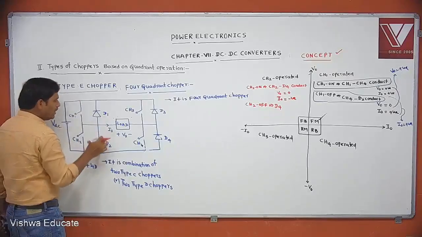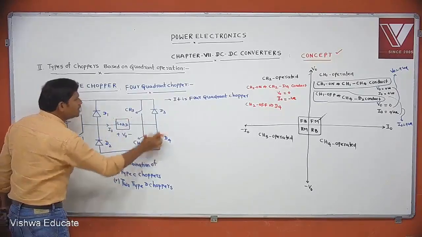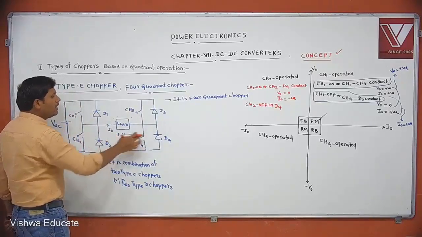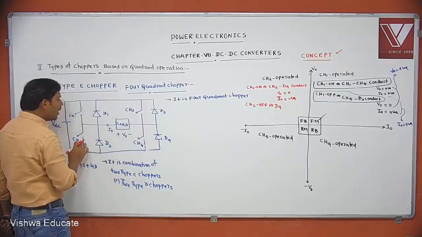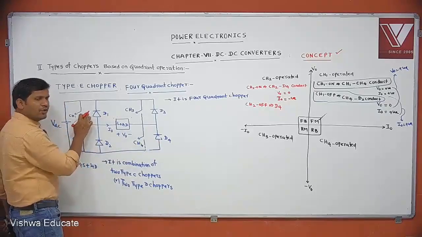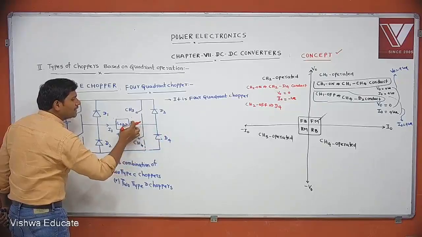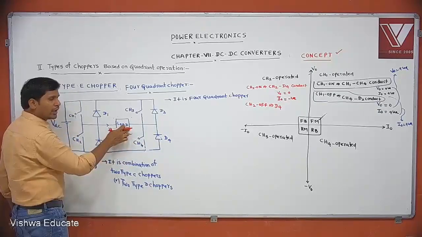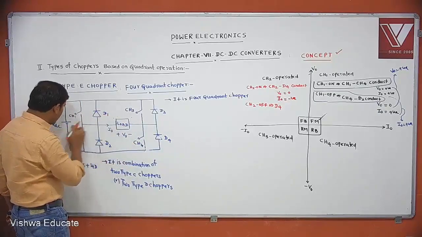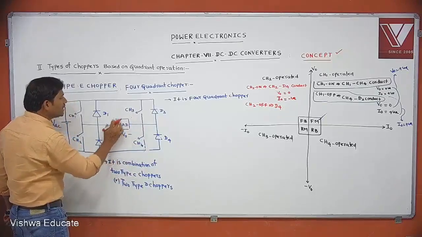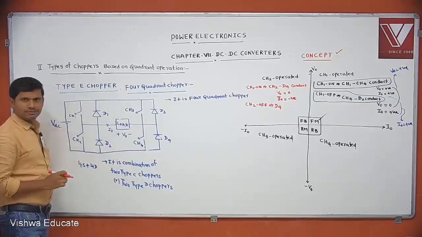D2 will not be on. Opposite, it will not conduct. If CH2 is off, D1 must be on. If D4 and D1 are conducting, then the current direction is like this. Opposite, negative current. But the positive wire is connected here and the negative wire is connected here. Same polarity, so you can get V0 positive.